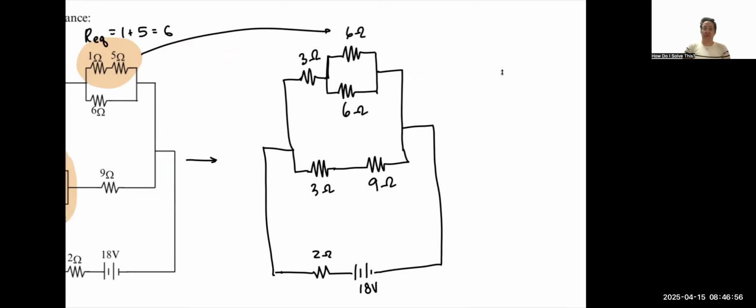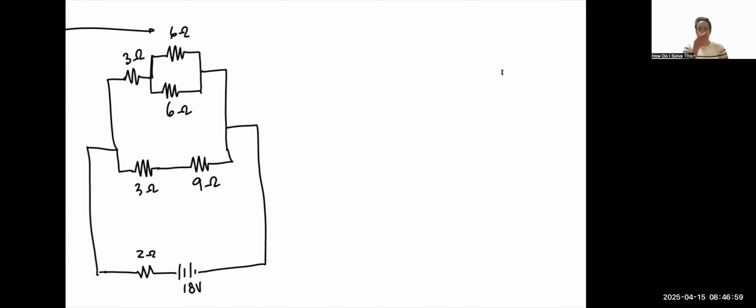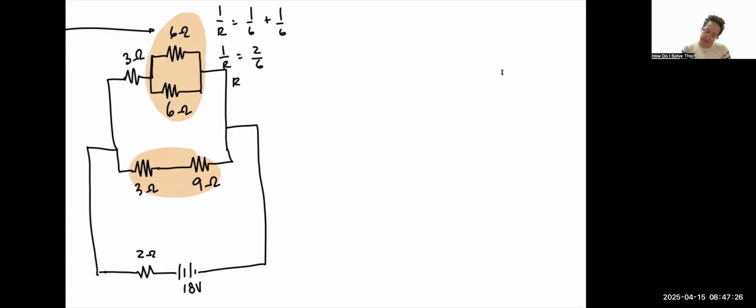Now, what's step 3? Repeat. So we look here, I see 2 places again. I've got up here, these 6 ohms are in parallel with each other. And down here, this 3 and the 9 are in series with each other. So 1 over R is going to be 1 over 6 plus 1 over 6. So 1 over R is 2 over 6. That means R is 6 over 2, which is 3 ohms.